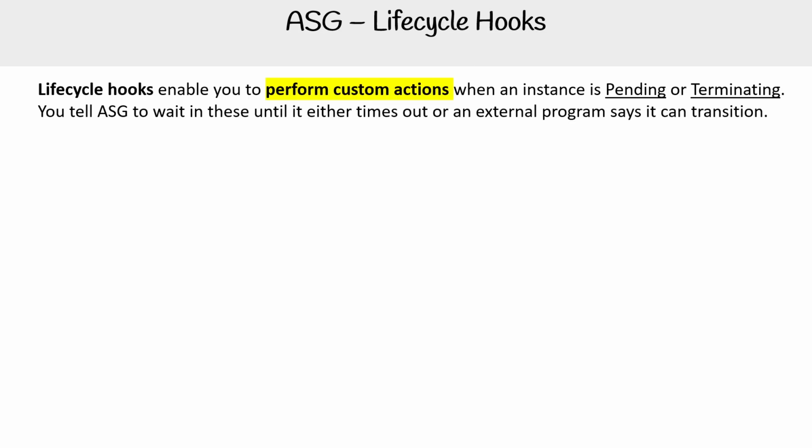Lifecycle hooks enable you to perform custom actions when an instance is pending or terminating. You tell the ASG to wait until it either times out, because it'll have a default timeout, or an external program says it can transition.